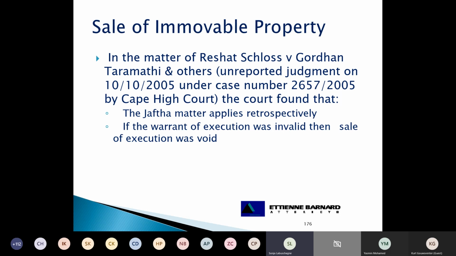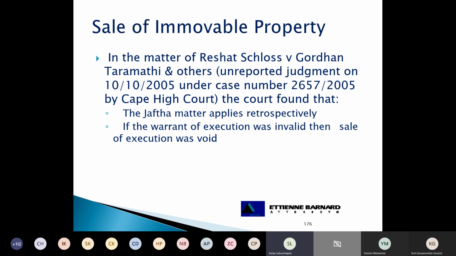Default judgment was taken. They made an application to sell the property in execution. The property was sold in execution. The property was transferred into the new owner's name who bought it at a valid sale. And the court said, because right at the beginning, the way you obtained judgment was invalid, it affects everything else. And so your sale in execution and your transfer, everything is invalid. So the house falls back to the original debtor.